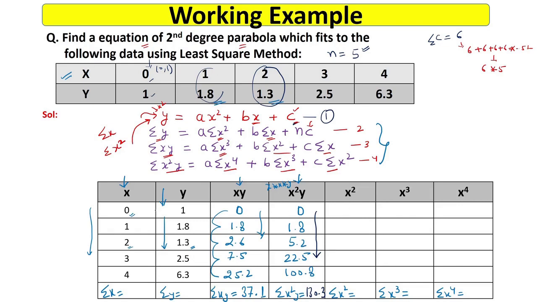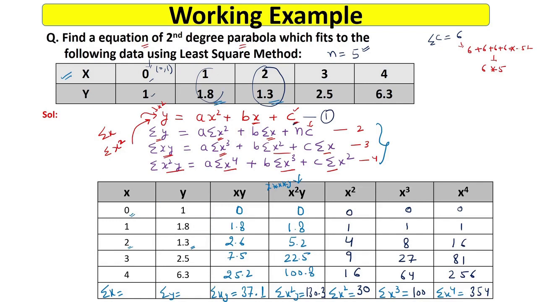Okay. So simply x square is like the square of all these x values. Okay. And after finding those x square values, I can just add them. Similarly, I will be finding x cube and x4. Okay. So I will be directly writing all these values. So I have written all the values and I have found all the summation.